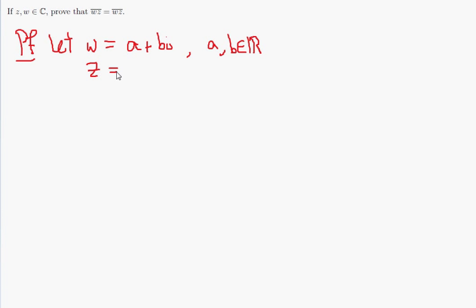Let's now prove that conjugation and multiplication commute over the complex numbers. So we have two complex numbers. Let W be equal to A plus BI, where our assumption is that A and B are both real numbers. And let's also let Z be equal to C plus DI, where C and D are also both real numbers.